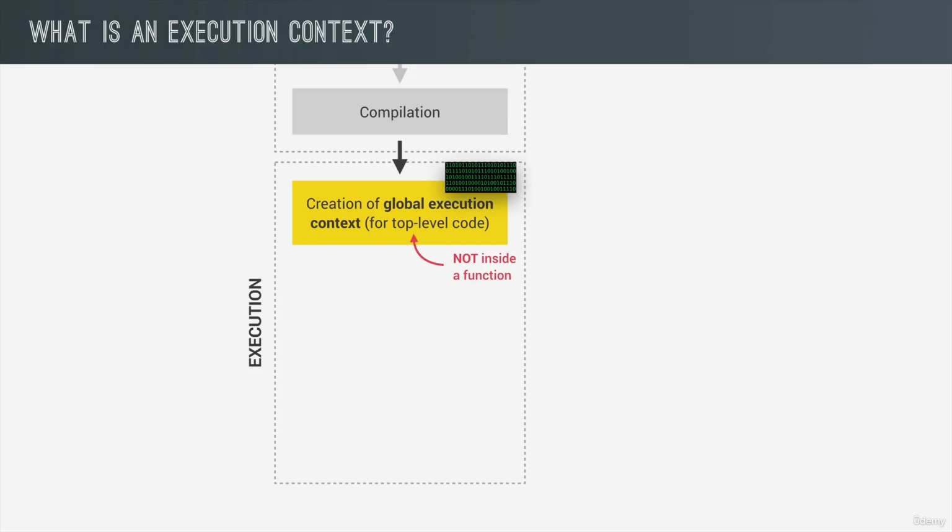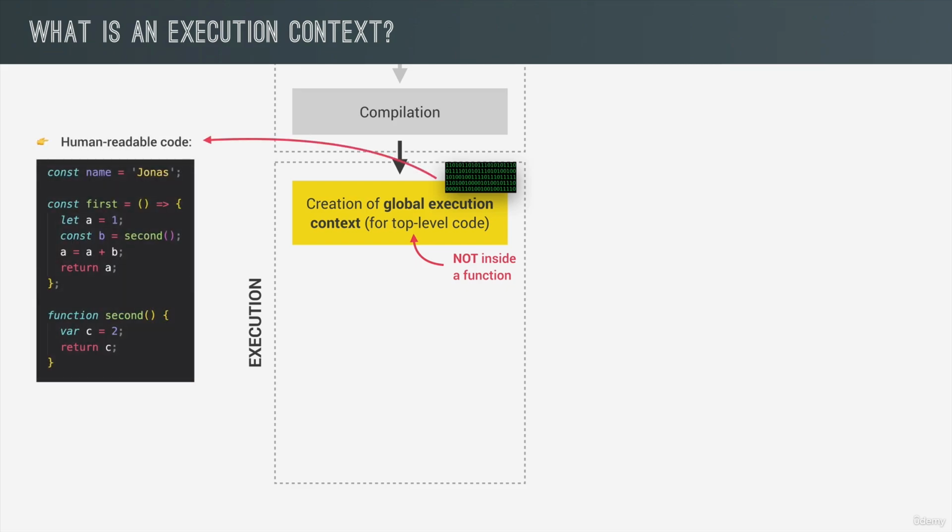But anyway, we can also see what top level code is in this example here. So this name variable declaration is clearly top level code, right? And therefore, it will be executed in the global execution context. Next, we have two functions, one expression and one declaration. So these will also be declared so that they can be called later.